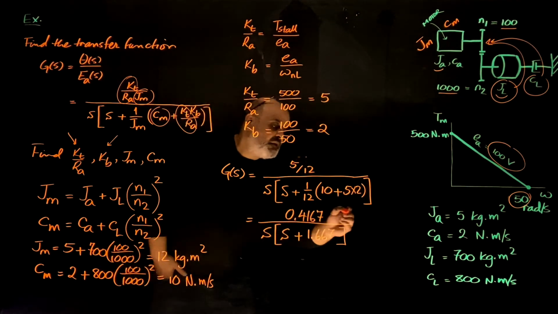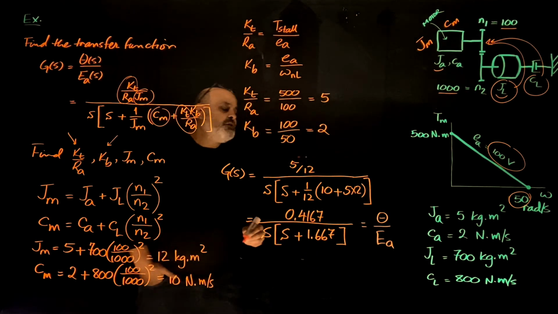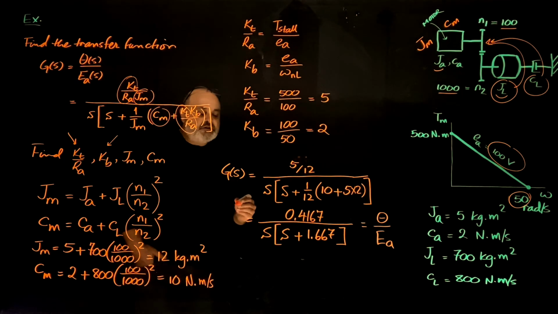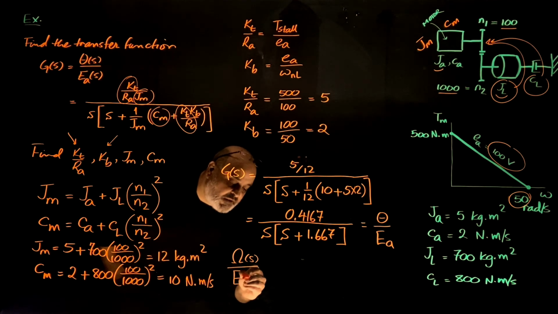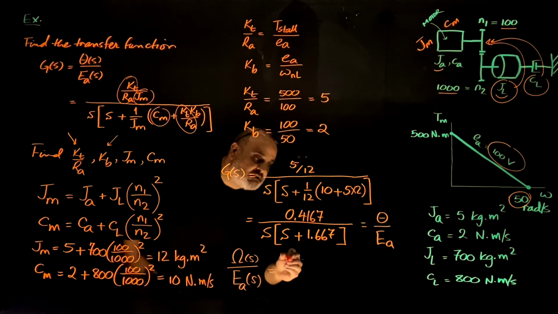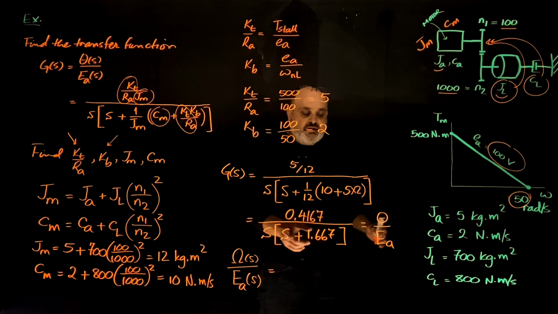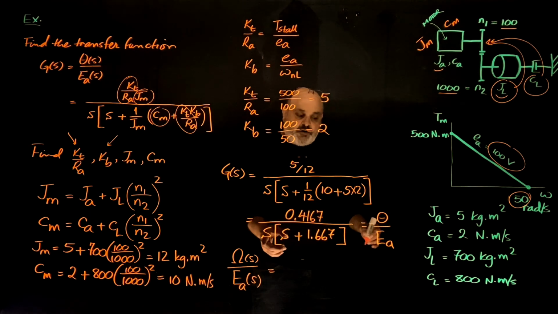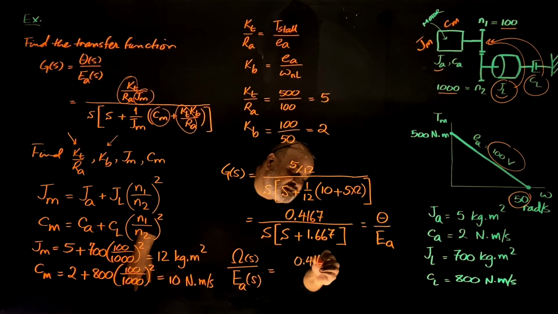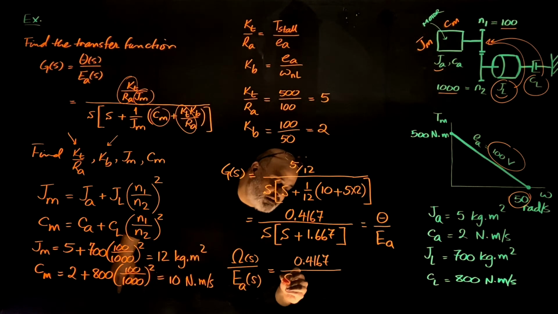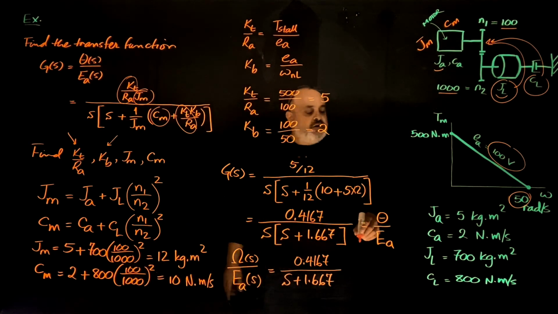Theta output and EA input. Suppose I need the transfer function output omega of S and input EA of S. In this case, the only difference is I lose this S because omega is the derivative of theta, so S goes up here, becomes omega, and the transfer function becomes 0.4167 divided by S plus 1.667, and that's a first order transfer function.